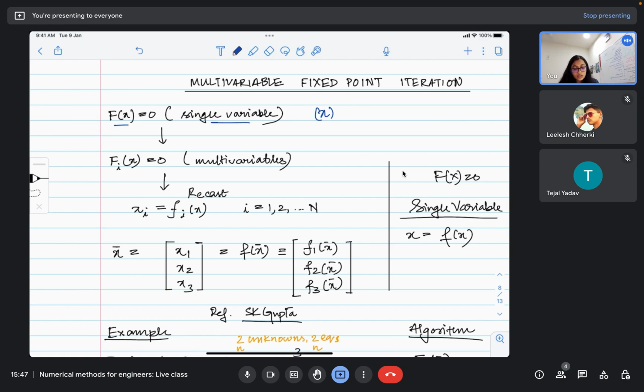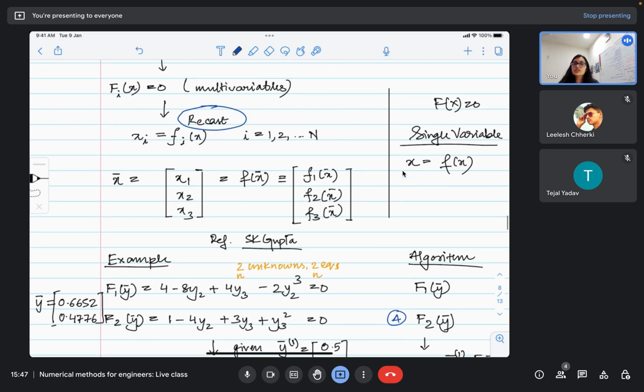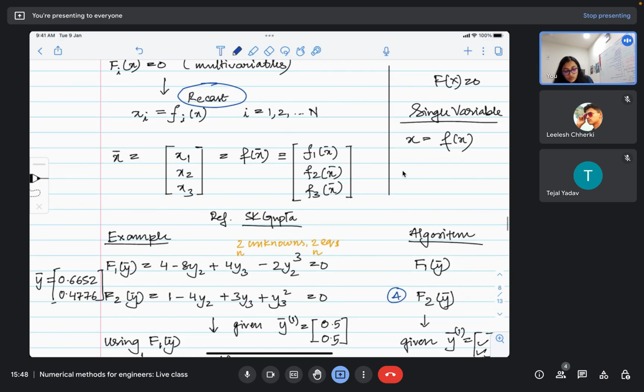So in the case of multivariable functions, you again have a concept of recasting. It is very similar to the single variable. So if you have understood the single variable well and you go through it once, this multivariable will be simple enough.